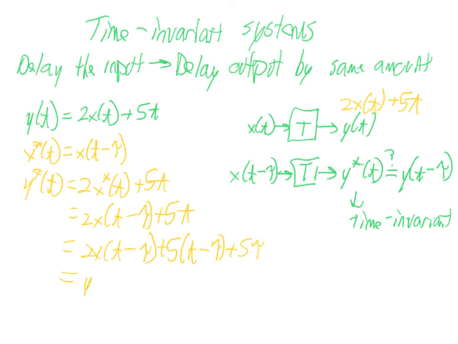But now what I have is this expression right here is just the original output delayed by tau. So this expression here is y of t delayed by tau, but unfortunately I have this extra 5 tau hanging on the end here. So if I look at this, my y star, I'm asking, is it equal to the delayed version of the original output? Well, it kind of is, but it has this extra factor that is not a delayed version. In fact, it's dependent on what the delay is. So this would be an example of a system that is not time invariant.